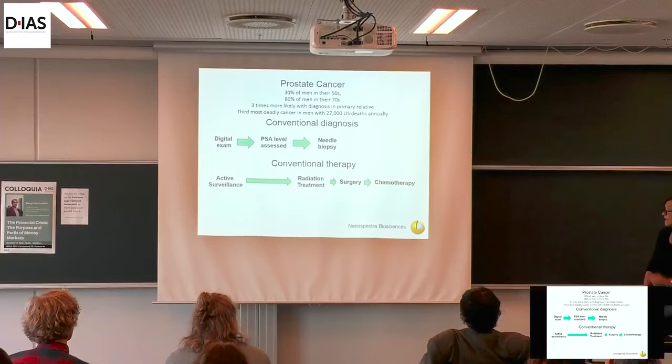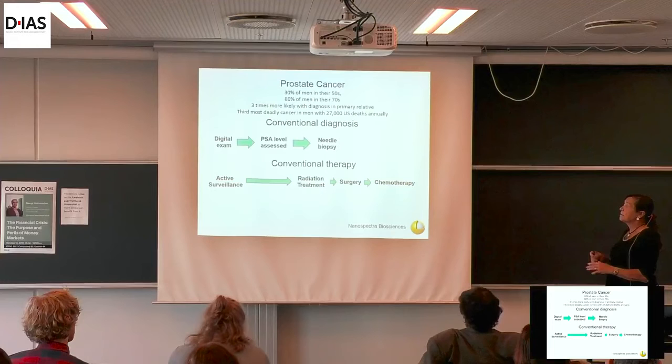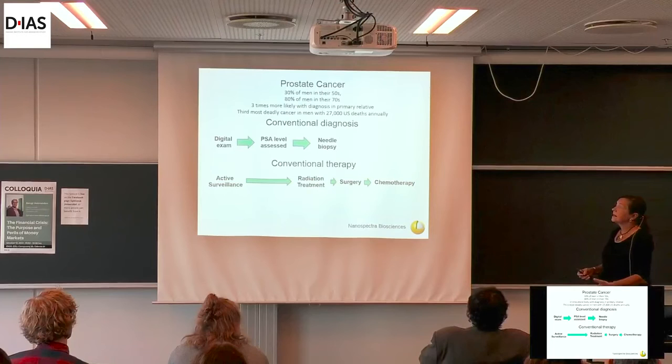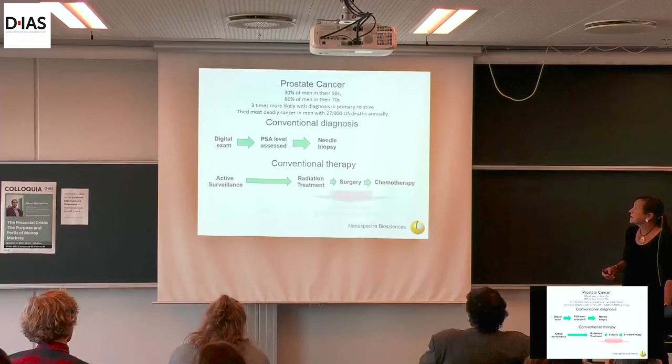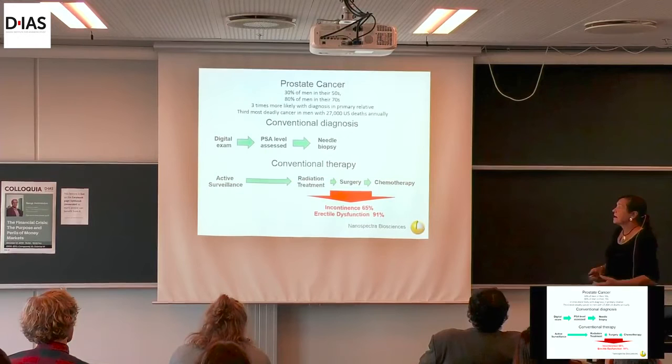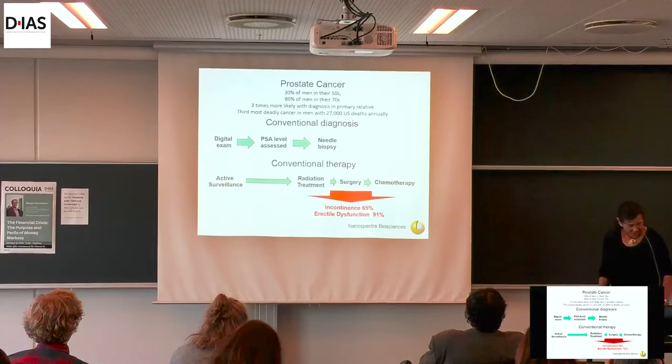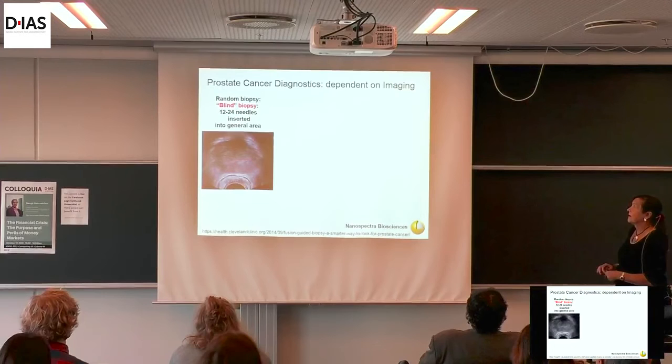And so, how is prostate cancer diagnosed? It's first diagnosed with a medical exam, and then measuring the PSA level. And then a biopsy is performed. I'm getting ahead of myself here. And after the biopsy, there is a therapy. And all of the conventional therapies are very well known, but they unfortunately really reduce the quality of life. So they lead to really deleterious effects like incontinence and ED. So one would like to avoid that, of course.